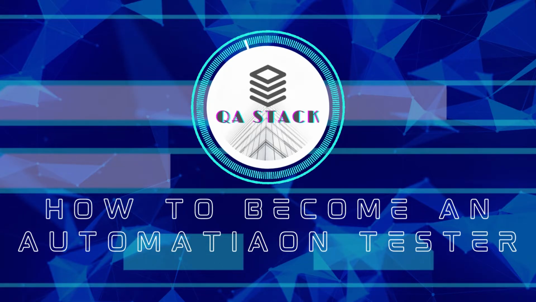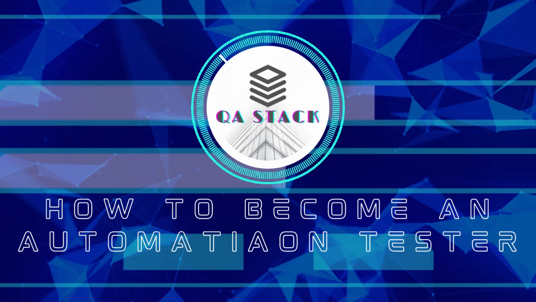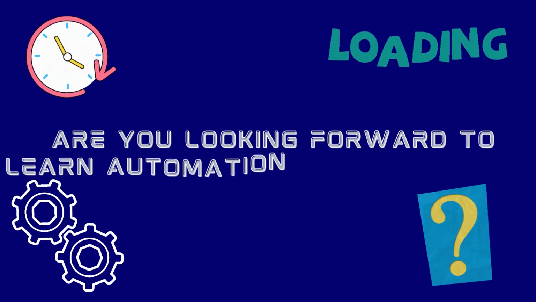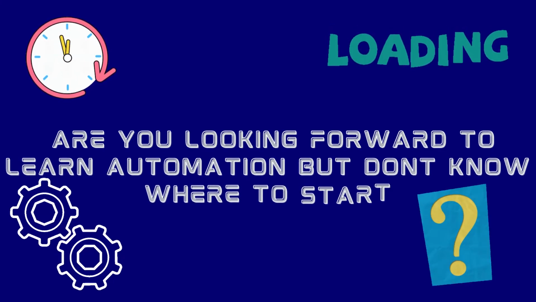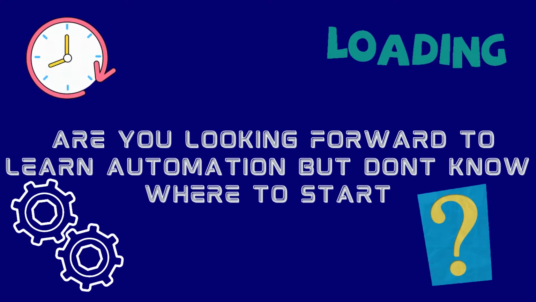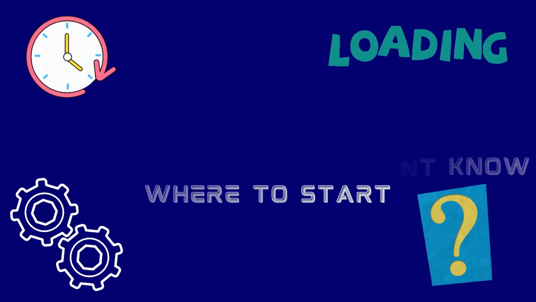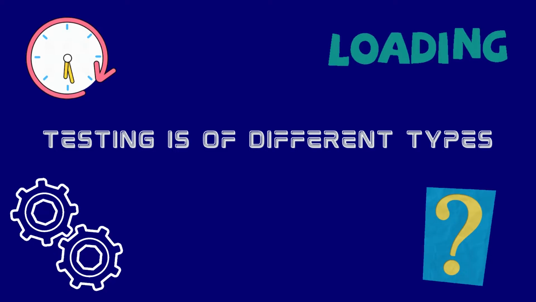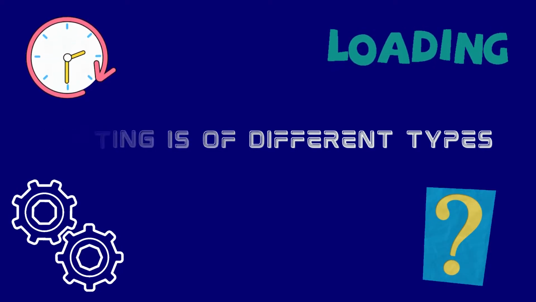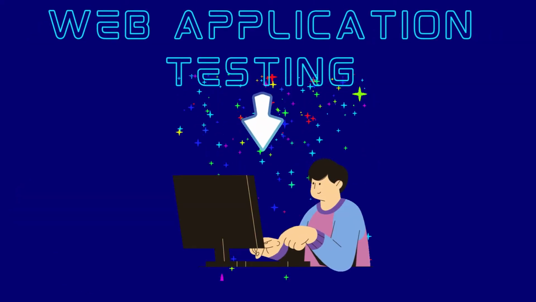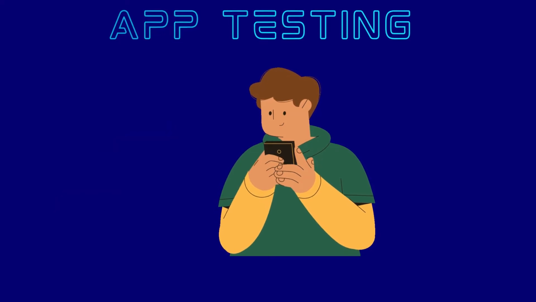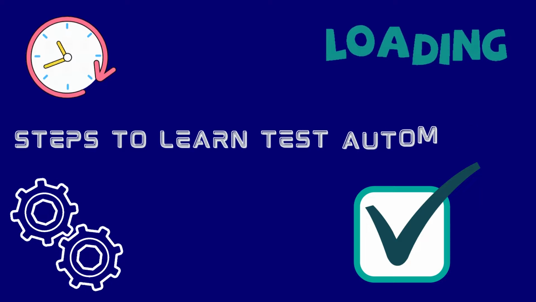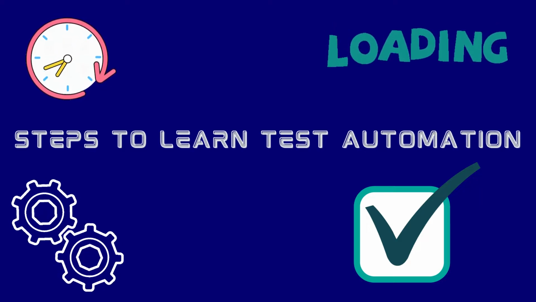This video is all about how to become an automation tester. If you're looking forward to learning test automation but don't know where to start, this video is just for you. Testing is of different types. For example, it is web application testing like this, or mobile application testing like this, or backend testing with no UI. So you could follow these simple steps to learn test automation.